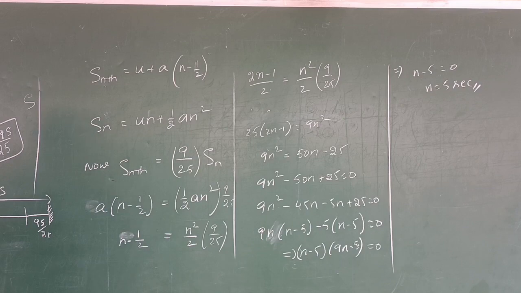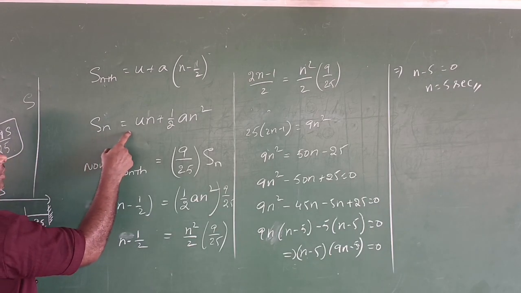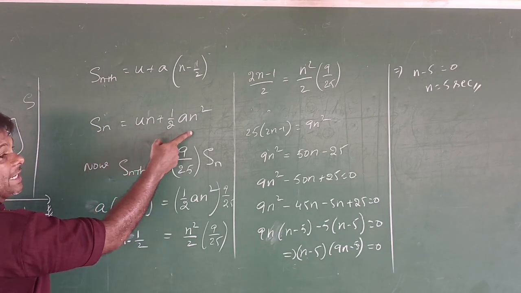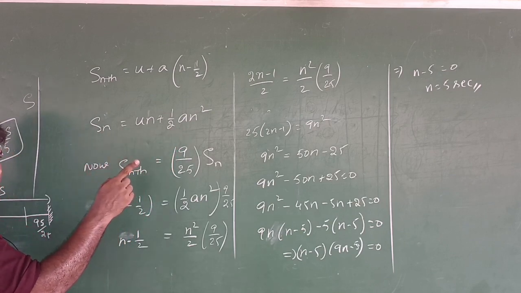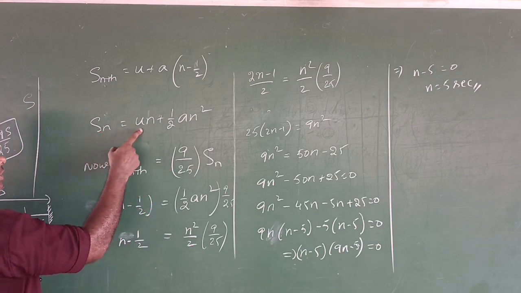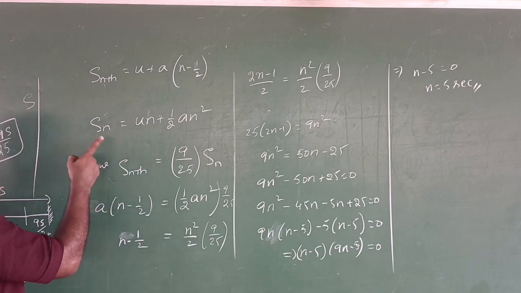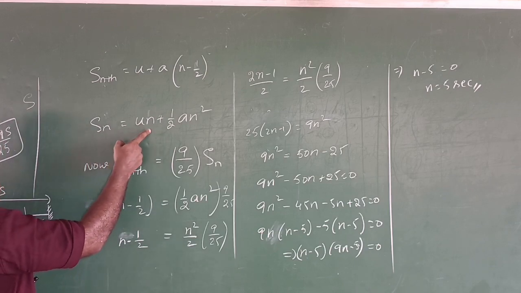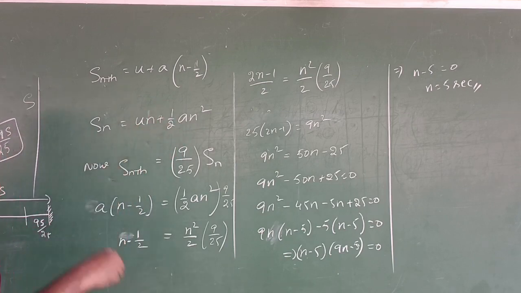First of all, we will do one thing. We will write the formula for the whole distance as Sn, that is the distance covered in n seconds, equal to un plus half an square. If time is t seconds, then s is equal to ut plus half a t square. Similarly, for n seconds, Sn is equal to un plus half an square. This is your formula.